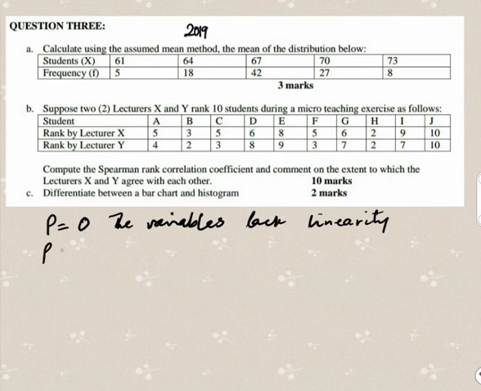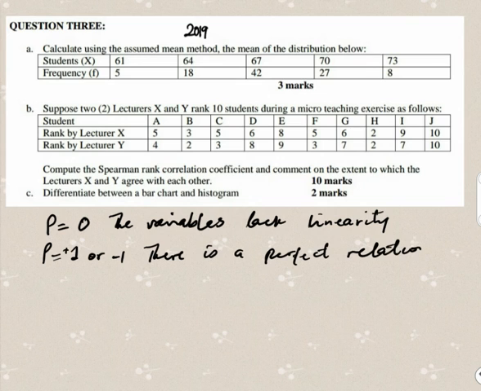If the correlation coefficient is equal to 1, that is positive 1 or negative 1, it means there is a perfect relationship between the variables.